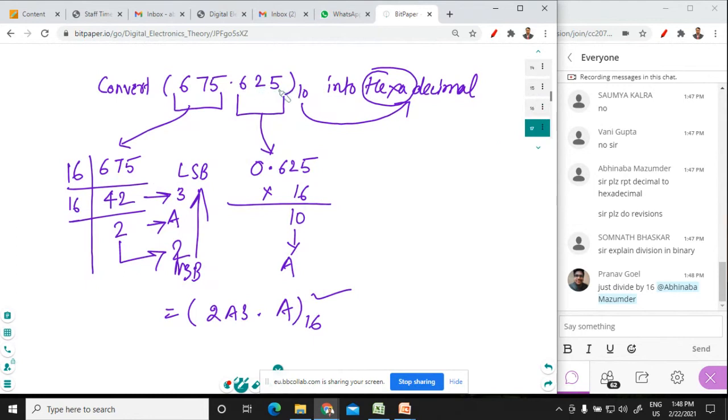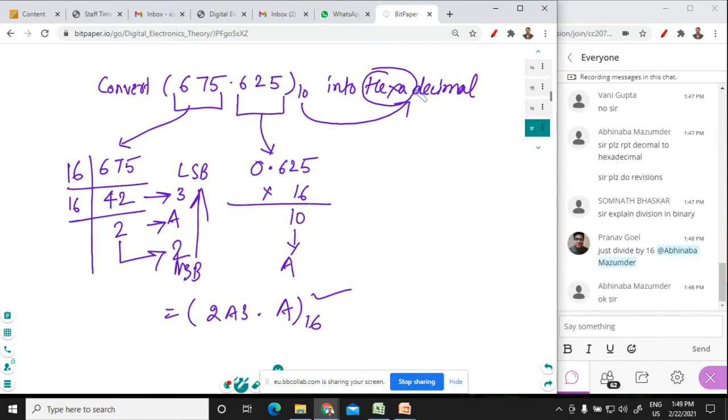This is the decimal number. You have to convert it into a hexadecimal number. You have to divide this number by 16, and you will move from MSB to LSB. You can write this decimal number as a hexadecimal number like this. This is your decimal number and this is your hexadecimal number.